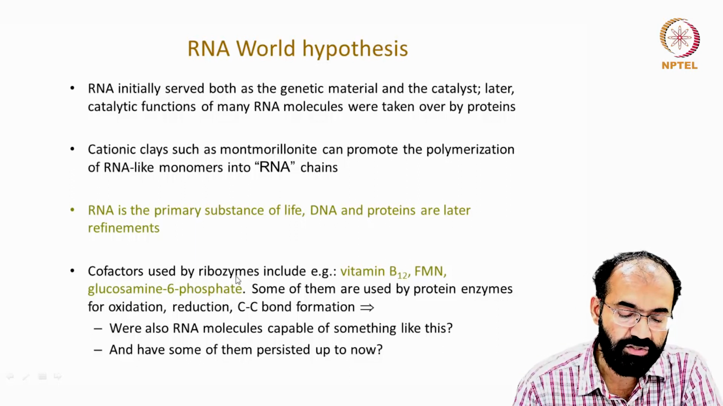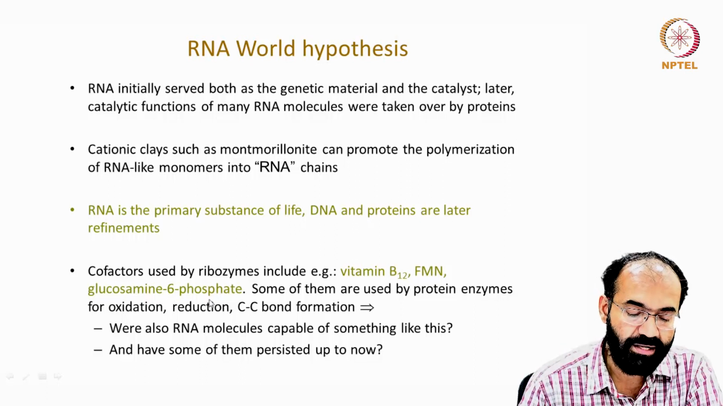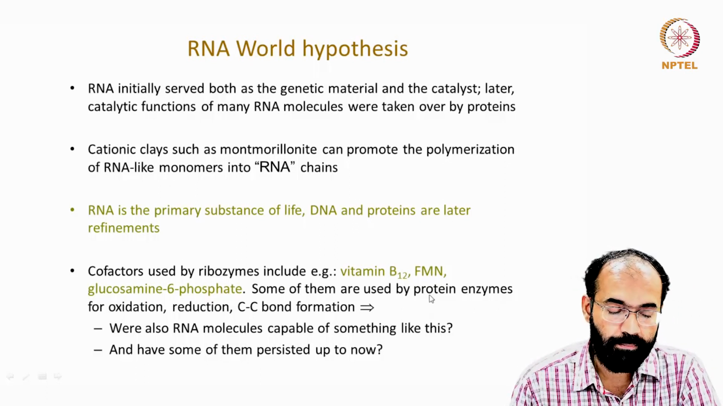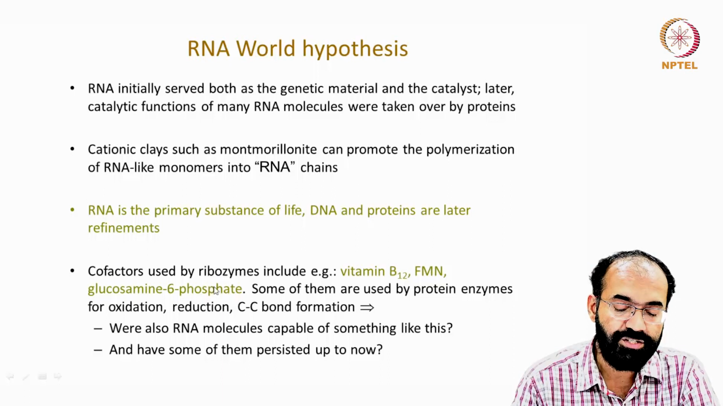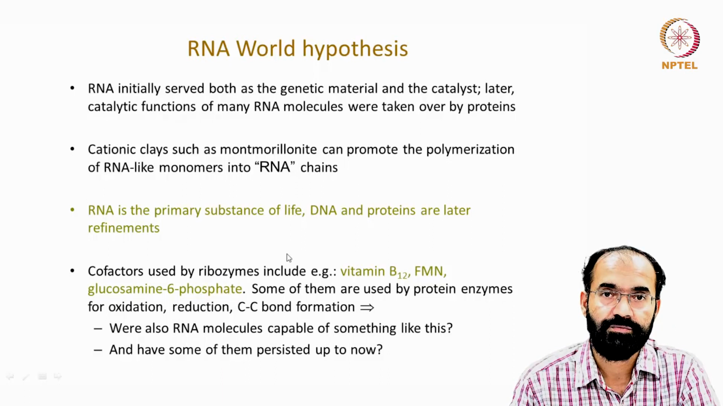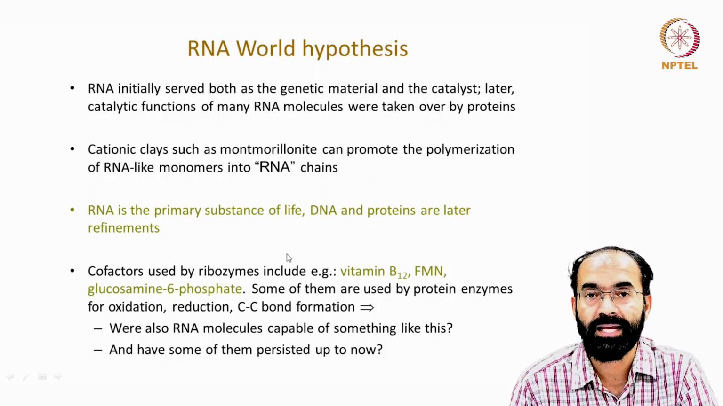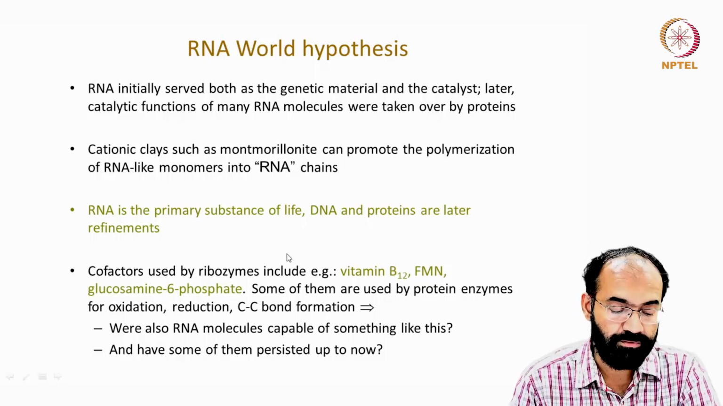So cofactors used in ribozymes include vitamin B12, FMN, glucosamine-6-phosphate, etc. Some of them are used by protein enzymes for oxidation-reduction and carbon-carbon bond formation even today. So what we should understand is that a lot of cofactors which RNA enzymes made use of are also being made use of by protein enzymes, and their role more or less remains the same as well.